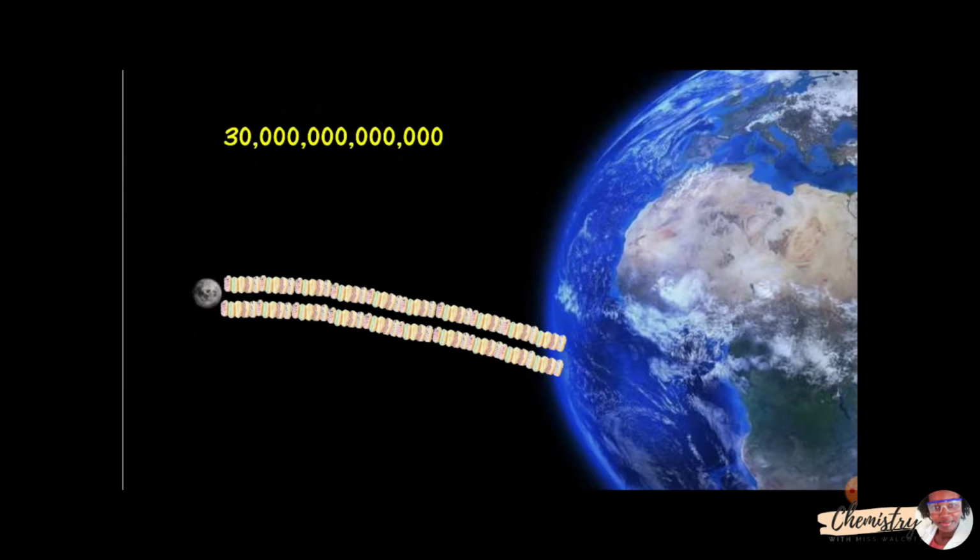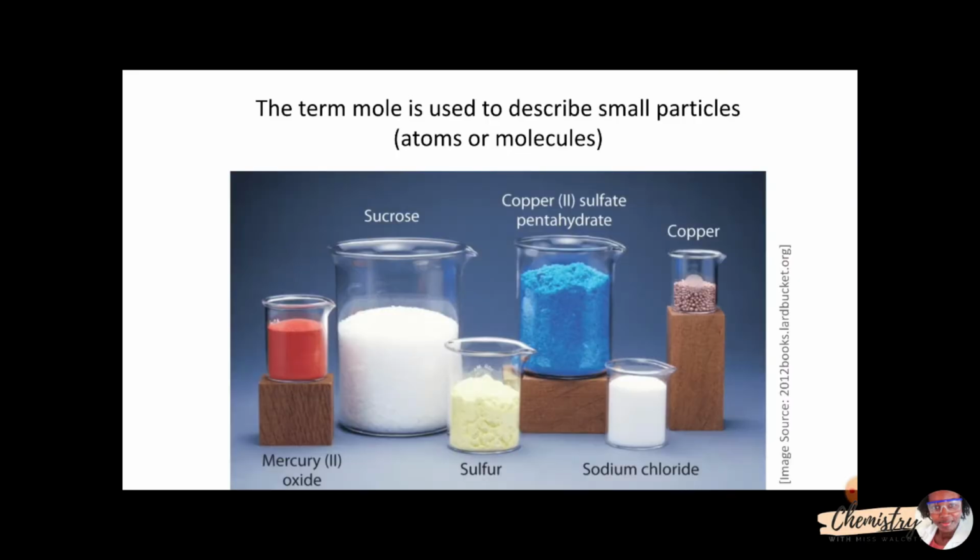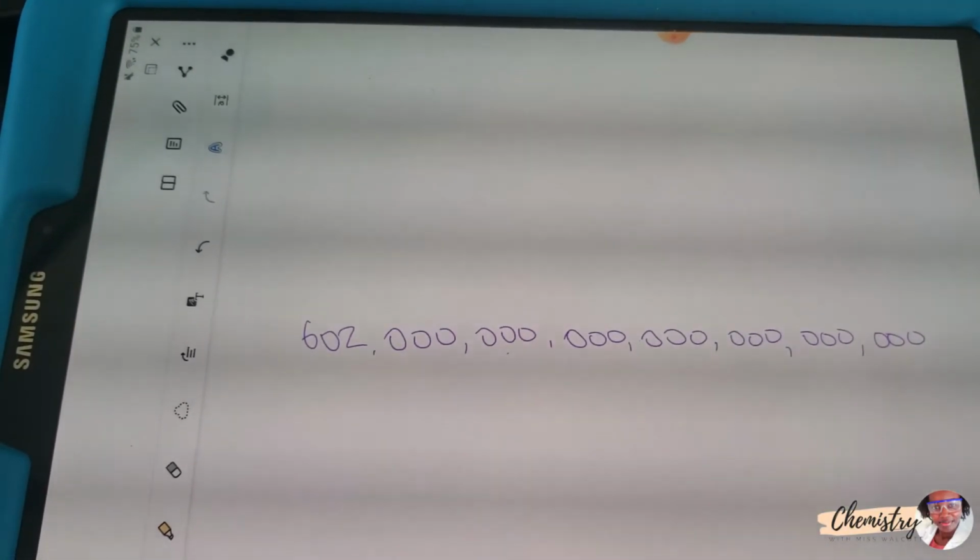30 trillion times. The mole is therefore used to determine small particles such as atoms or molecules, because a mole of these can easily fit in our beakers.